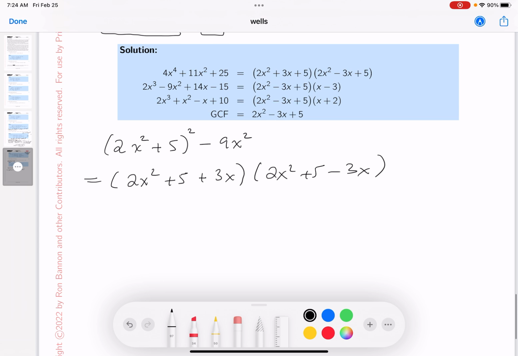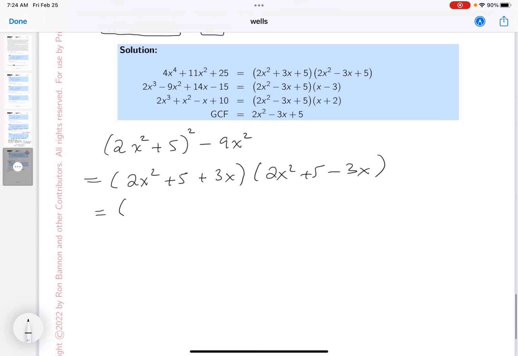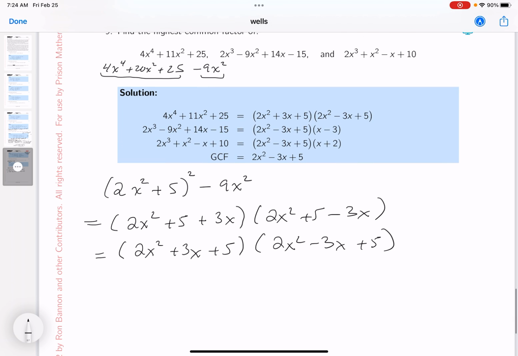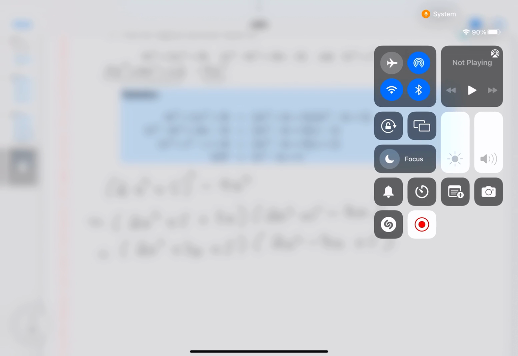I'm going to write it a little bit differently because I like to write things in order. And the order I see is 2x squared plus 3x plus 5. And I see over here 2x squared minus 3x plus 5. All right? So the thing about factoring is, if you get one of them factored, it might help you with the other ones.